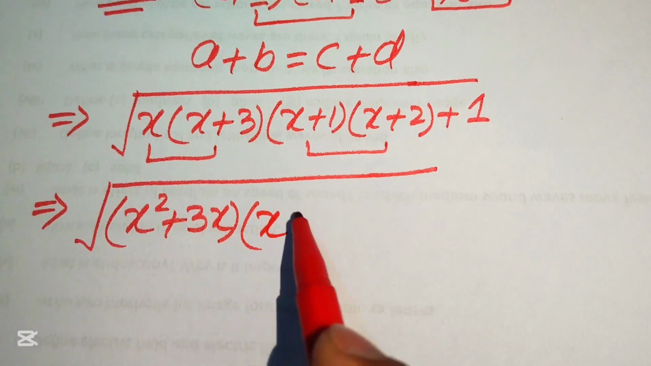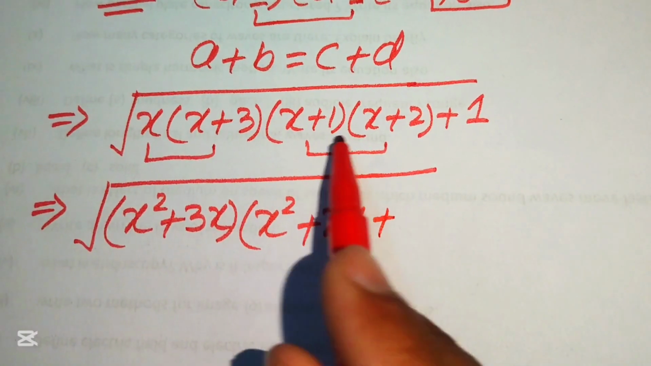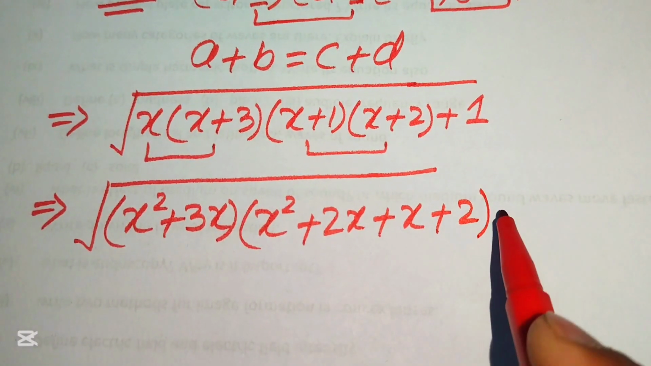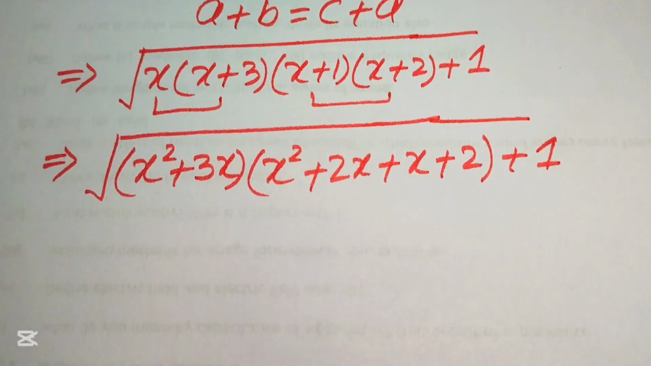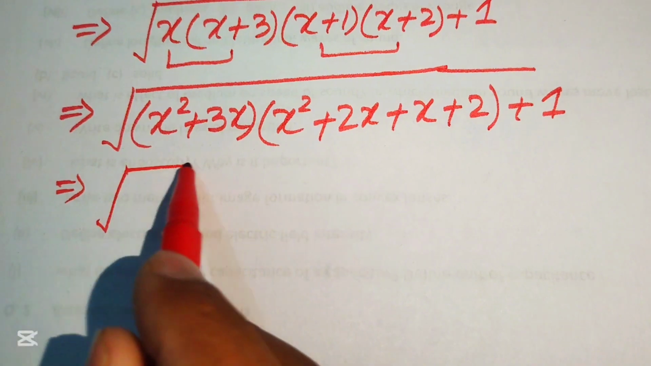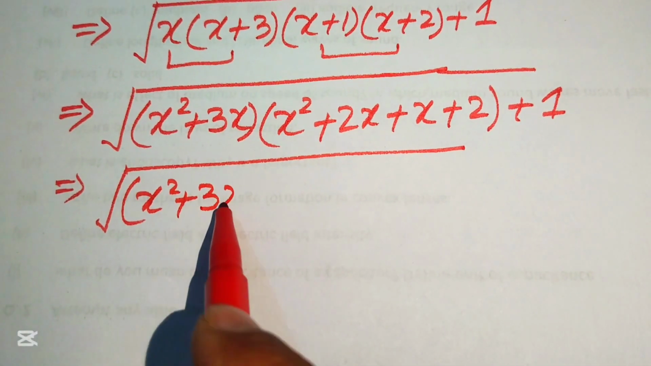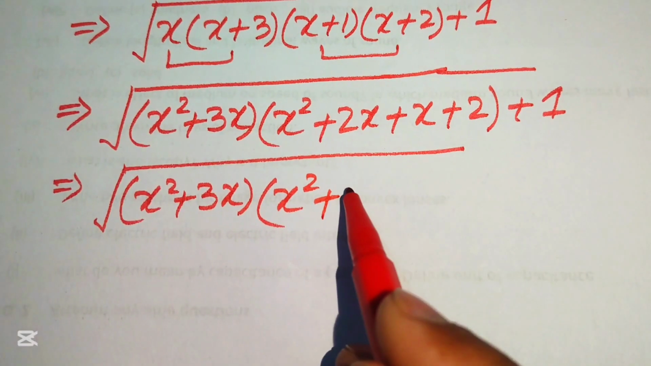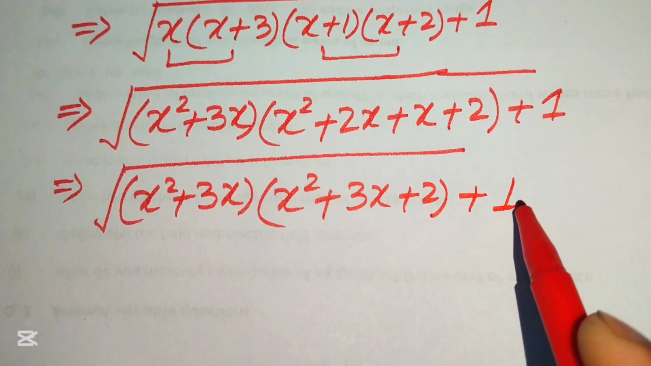x times of x becomes x square, plus x times of 2 becomes 2x, and 1 times of x becomes x, and 1 times of 2 becomes 2, and plus 1. So now here we need more simplifications. So here we rewrite this algebraic expression as x square plus 3x times of x square plus 2x plus x becomes 3x plus 2 and plus 1.